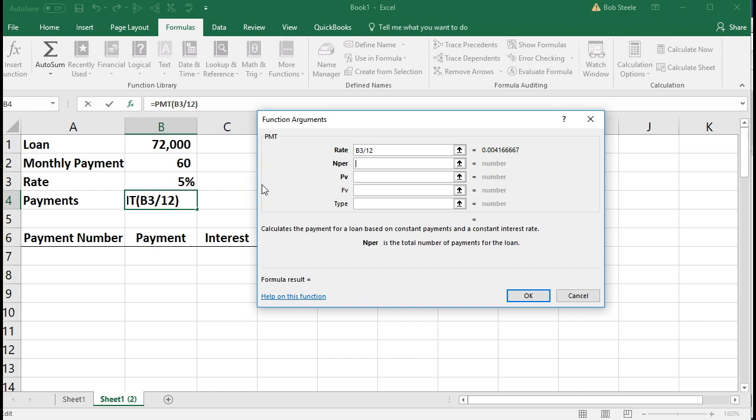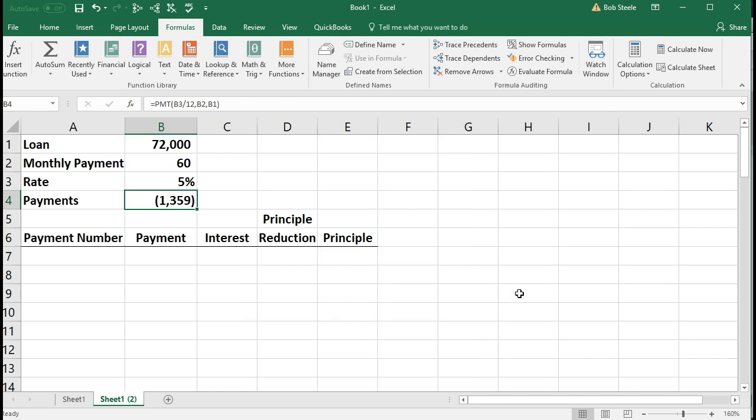This is going to be the number of payments, number of periods. And we're going to say that that's going to be the 60. It's going to be 5 years times 12 months, which is 60 payments. And then we're going to say the present value is what we have right now, the 72,000, and enter. And it gives us our amount.